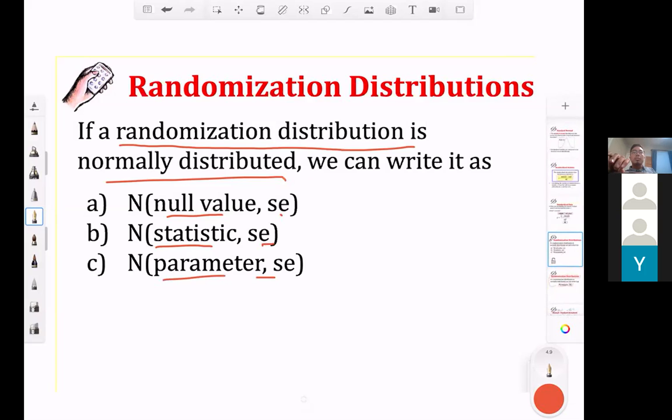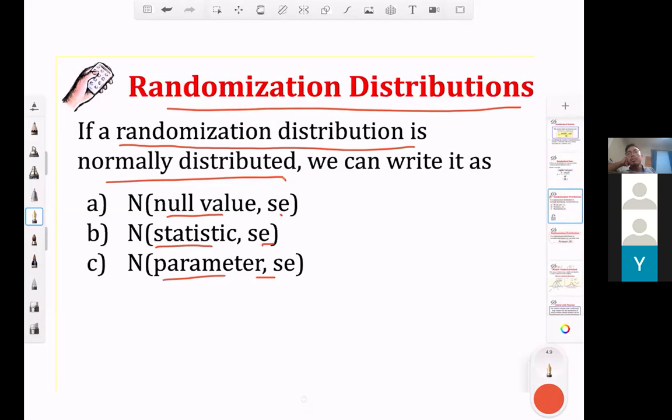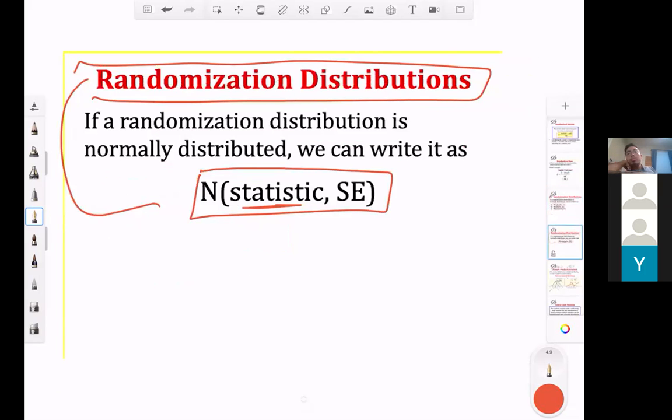I have it in my notes as statistic, standard error, but when I did the video, it had null, standard error, so I'm confused. I don't know if I have it wrong in my notes. No, so we just had this: if it's a randomization distribution, it will be a statistic and standard error, because we had it right here. Okay, so my notes are right.